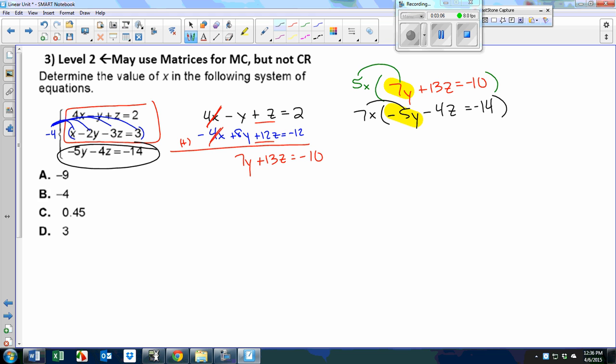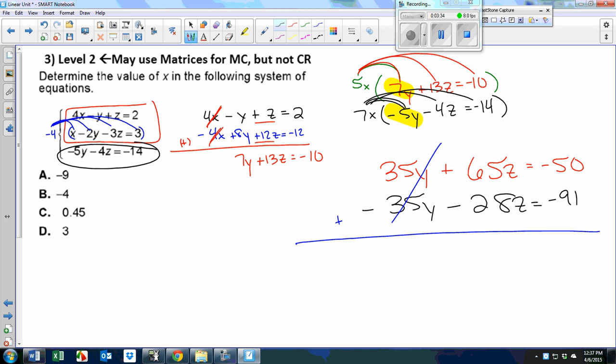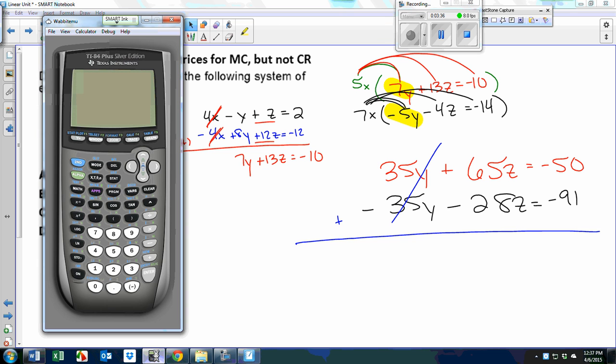So the first equation, 5 times 7, 35y, 5 times 13, let's see, that'd be 5, carry 1, 65z, 5 times negative 10, negative 50. 7 times the negative 5 gives me negative 35y. 7 times negative 4 gives me negative 28z. And 7 times negative 13 gives you negative 91. Add the equations and the y's eliminate. So, all right, time to bring the calculator out.